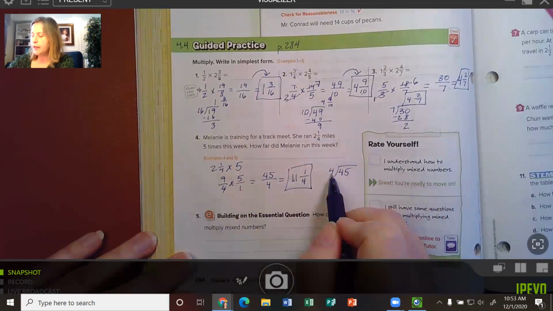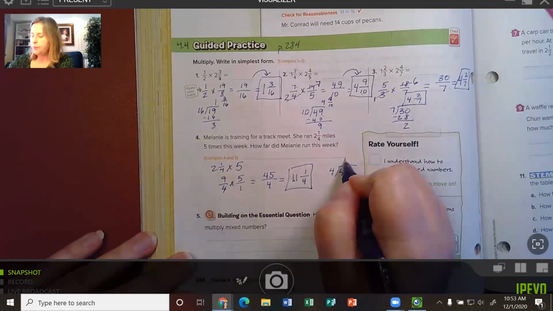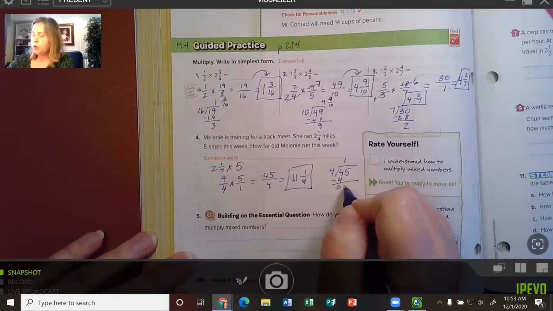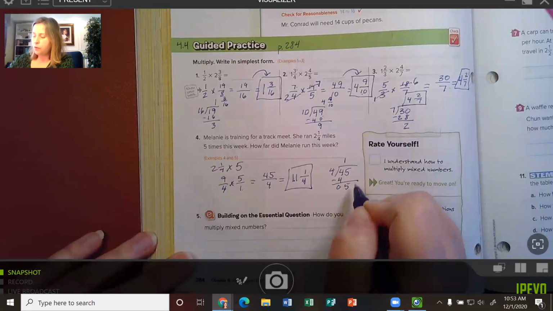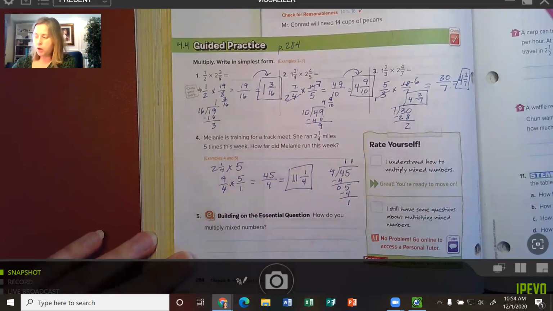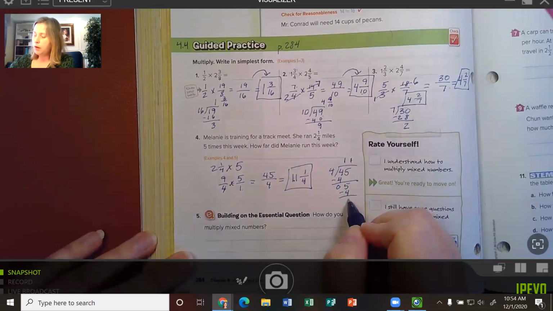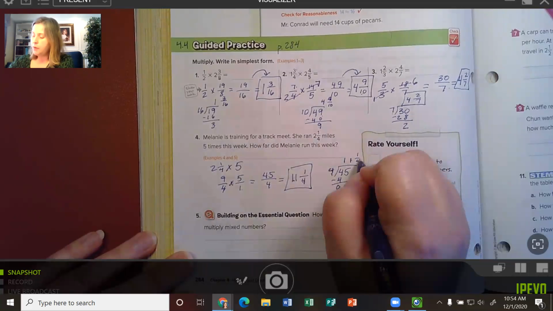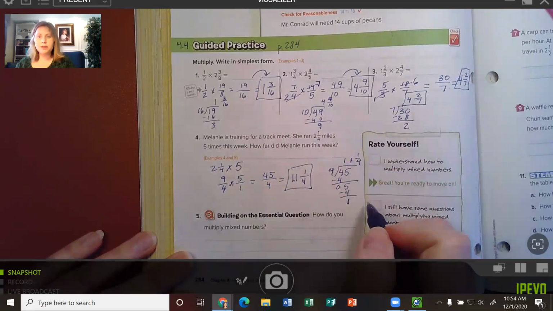4 goes into 4 one time. 1 times 4 is 4. 4 minus 4 is 0. Bring down the 5. 4 goes into 5 one time. 1 times 4 is 4. Subtract. We get remainder 1. We used to say remainder 1, but now we say 1 out of, what were we dividing by? 4. So 11 and 1/4. Okay, same problem, different way to get that answer.